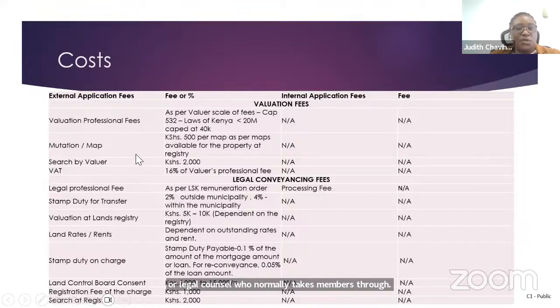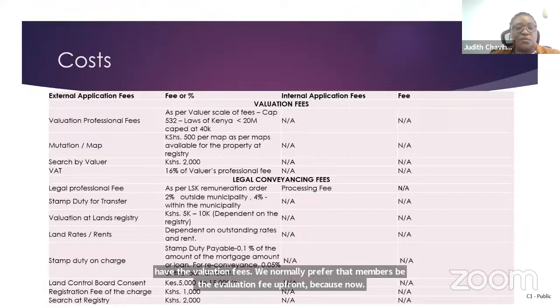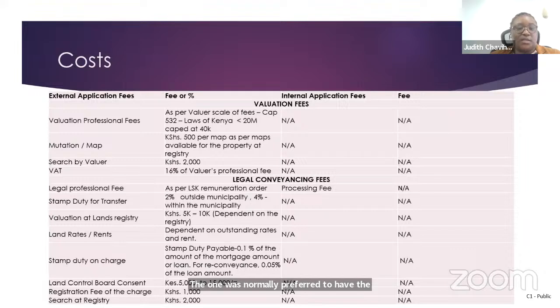So we have the valuation fees. We normally prefer that members pay the valuation fee upfront because the valuers normally prefer to have the valuation paid upfront. This can be in cash, or we can give you a separate loan to have this funded. Then later on, we can support you in terms of consolidating the valuation fee into the mortgage loan.